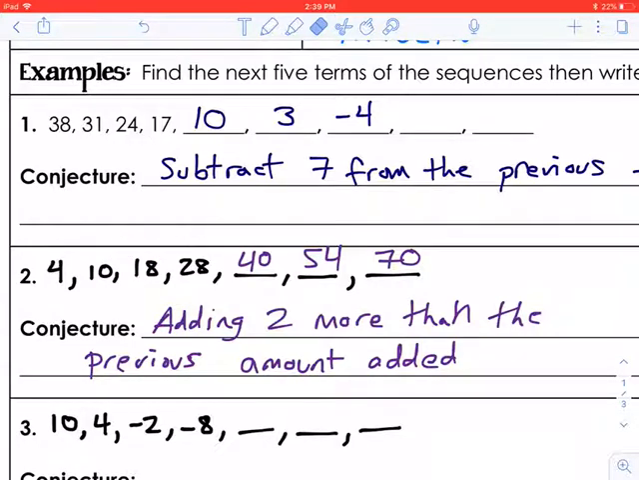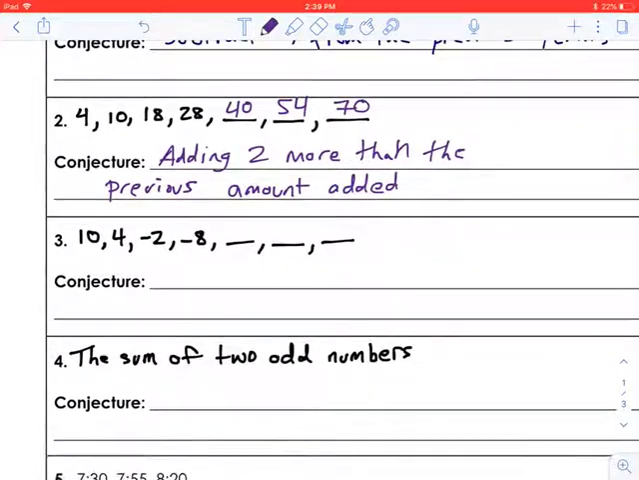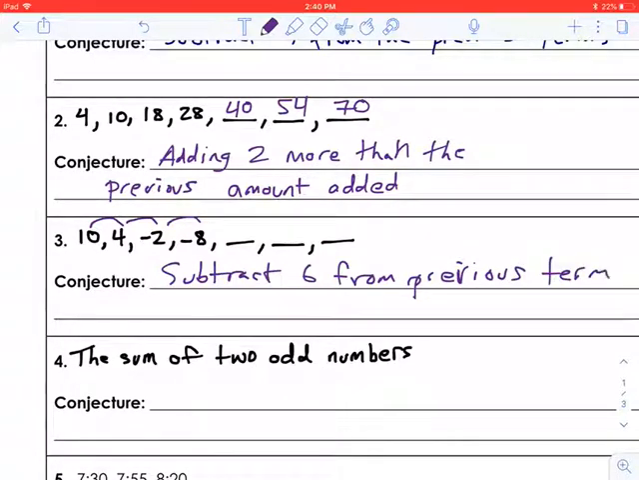So the next one, we have 10, 4, -2, -6. This is going down again. This time it's going down by 6 each time. So subtract 6 from the previous term. Subtract 6, that'd be negative 14. Subtract 6, that's negative 20, negative 26, and so on.